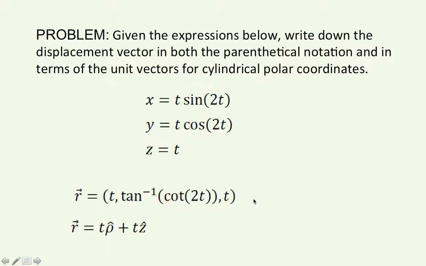You should have found that the displacement vector has the following parenthetical notation. Rho, of course, is just going to be t. Phi is going to be tan inverse of cotangent of 2t, and z is going to equal t. In unit vector notation, we'll have t times rho hat plus t times z hat.